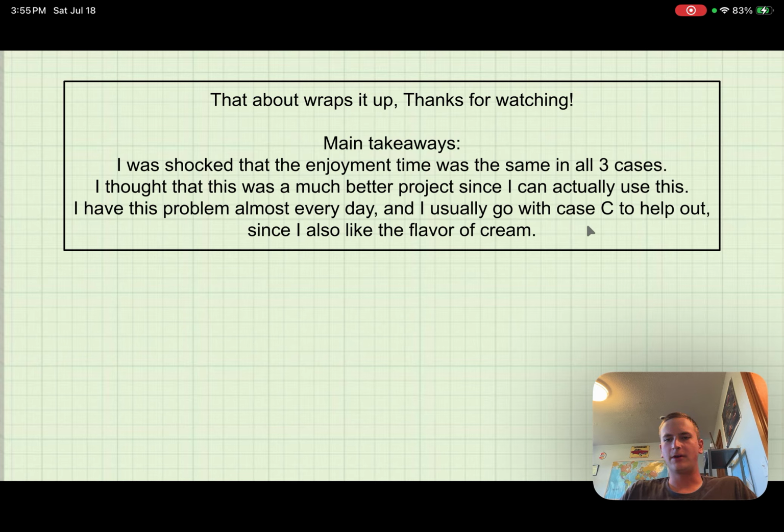I thought it was a much better project than other projects because this is something I could actually do and apply almost daily. I mean, whenever I drink coffee or warm liquid, I'm trying to cool down, right? Pouring creamer in it is the best option, so that's good to know. I do that sometimes because I just like the cream, but it also cools it down really well.